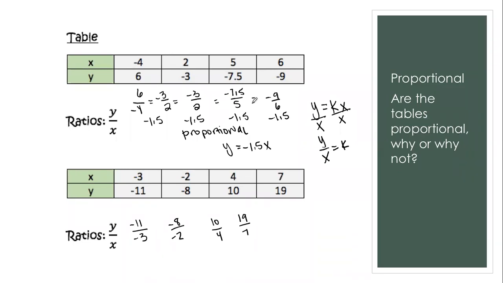Not my pen. All right, so when I do this, 11 over 3 is 3.6 repeating, but 8 over 2 is 4. So automatically, I already know this is not proportional because the first ratio did not work out. So this table is non-proportional.